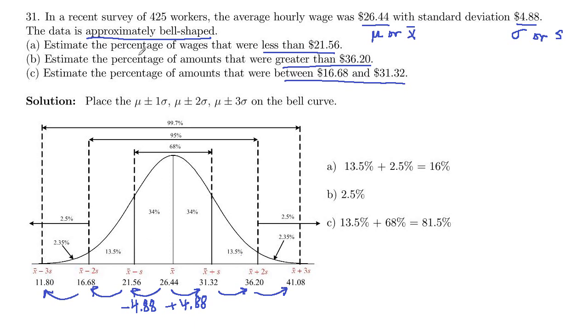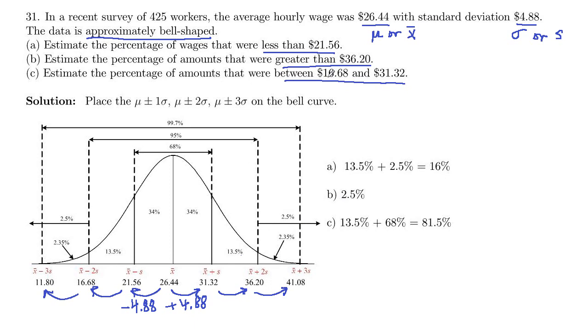So we want to first know what percentage here is less than 21.56. Well, my 21.56 is here. Less than 21.56 would be to the left. That's going to be 13.5% here and another 2.5% there, which is right here, 16% for part A. Estimate the percentage that's greater than 36.20. So our 36.20 is 2 standard deviations above here. Greater than that is just this 2.5%, which is right here.